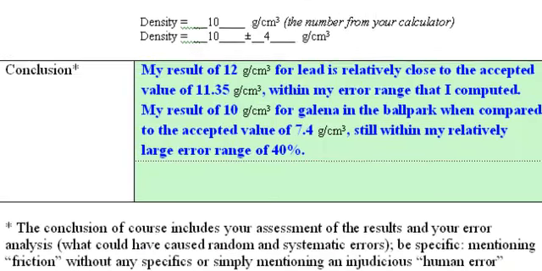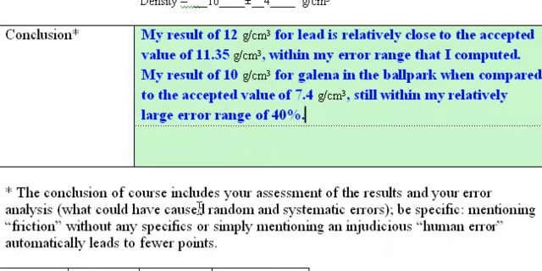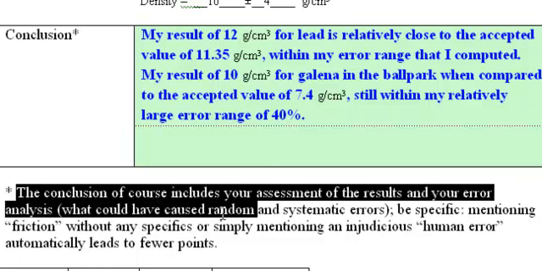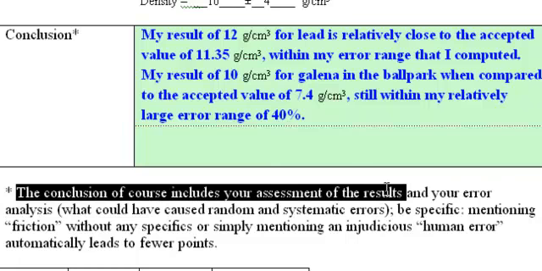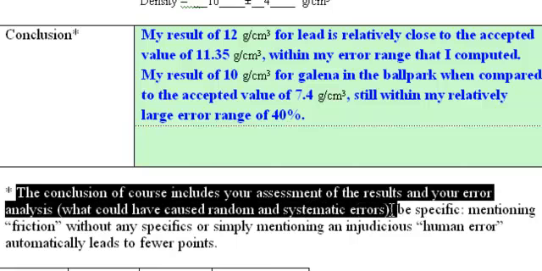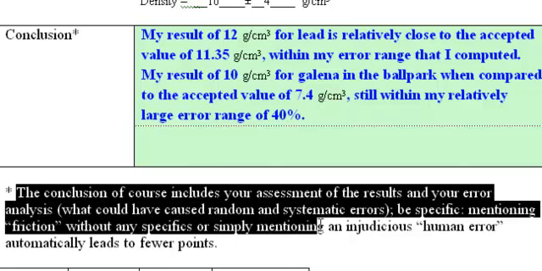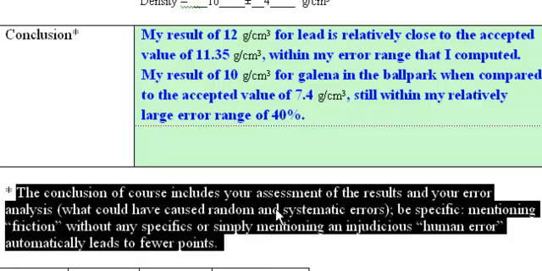Now you also have to say what kinds of errors you encountered. So I always put a footnote on there that says the conclusion, of course, includes your assessment of the results, which is what I just did, and your error analysis, what could have caused random or systematic errors, and be specific. Simply mentioning friction without any specific errors, or simply mentioning an injudicious human error, automatically leads to fewer points.